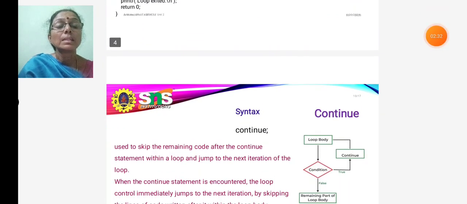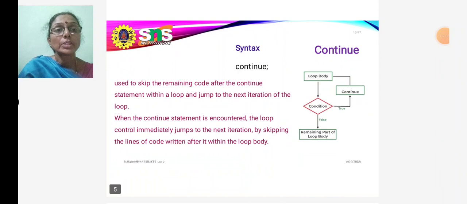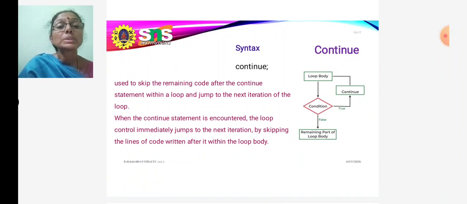So next is continue. The syntax of continue is continue followed by a semicolon. It is used to skip the remaining code after the continue statement within the loop and jump to the next iteration of the loop. So this is the usage of the continue statement. When the continue statement is encountered, the loop control immediately jumps to the next iteration by skipping the remaining code of the current iteration. So this is the description and usage of continue.